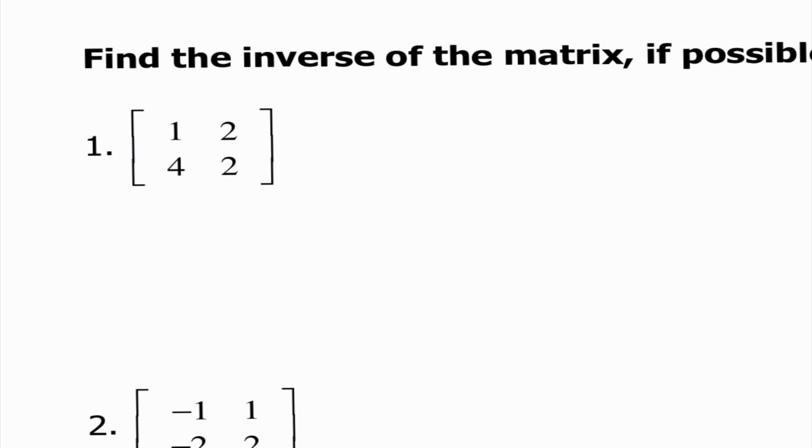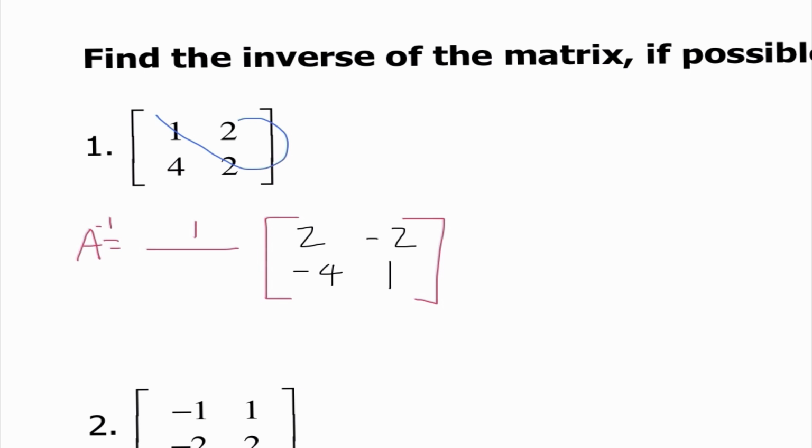Okay, let's find the inverse of the matrix. Once again, we already talked about how one way we can find the inverse is by doing 1 over the determinant times, I'm going to switch A and D, so it's going to become 2 and 1. I'm taking the opposites of these other values, so negative 4 and negative 2. Our determinant would be 2 minus 8, which is negative 6.